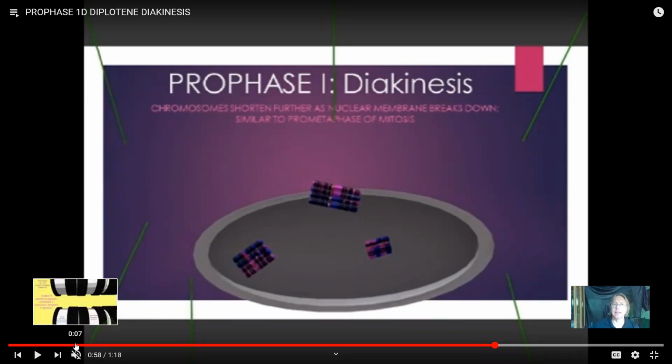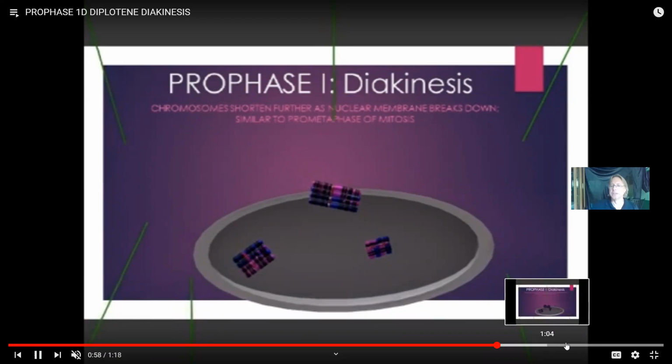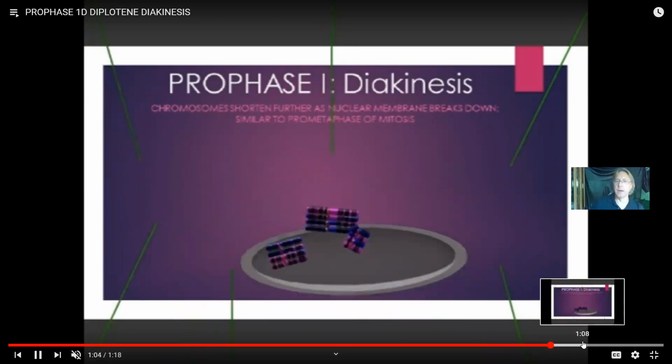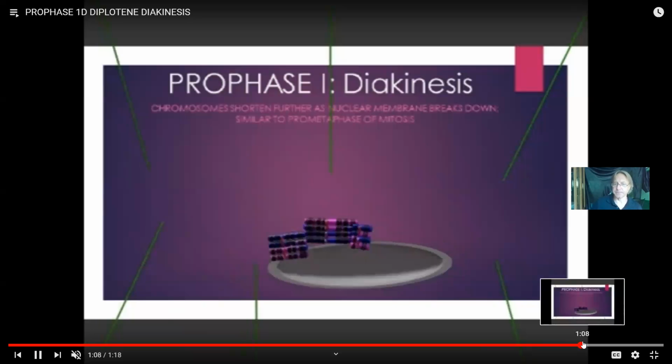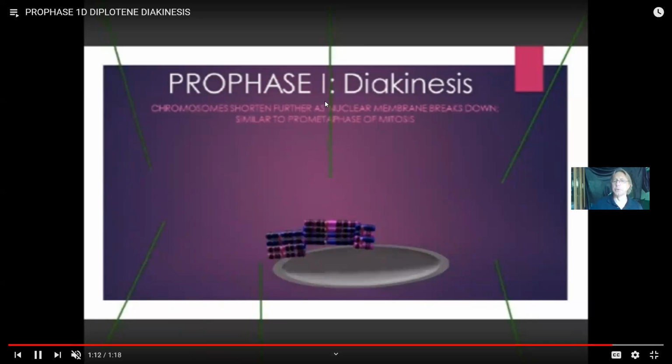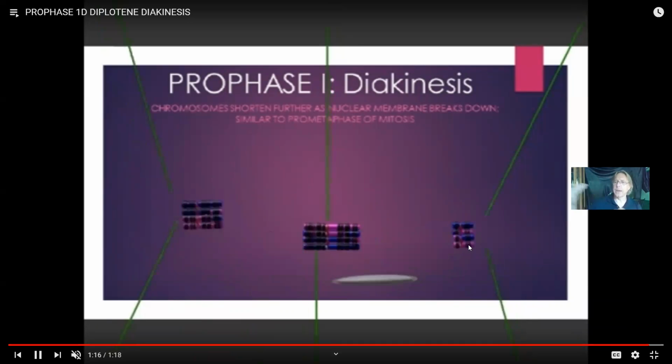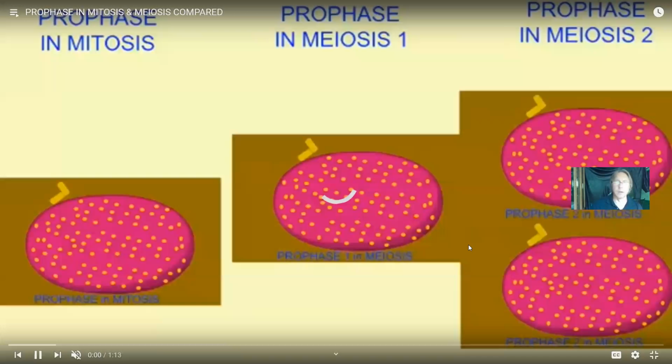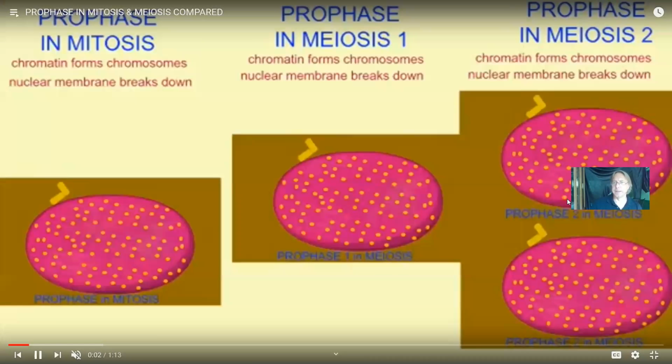At diakinesis, then, the chromosomes will shorten further as the nuclear membrane breaks down, and is similar to the prometaphase of mitosis. So thus, prophase 1 is so significant that it's broken into these 5 phases. And by the end, microtubules are attaching, so that the tetrads can now move to the metaphase plate.